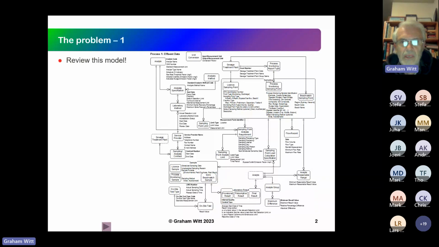This is an actual model that I produced 20 years ago, a little bit more actually, 22 years, I think now. And it's for a water authority, and it's to support their monitoring of water quality. And this model was produced not using a design tool, and this is significant. All we had was a diagramming tool. I think it was Visio. So there was no database design tool, no data modeling tool.